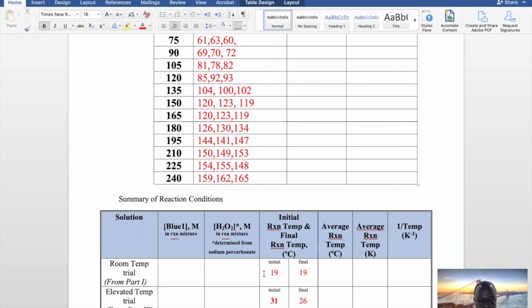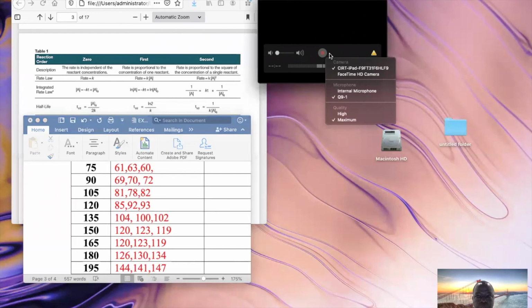These were the temperatures. Find the average. You'll find the average for the temperature here. Okay. Change that to Kelvin. You know you have to change to Kelvin, adding 273, and then find the reciprocal of that. Why are we doing the reciprocal? Because we're going to apply it in the Arrhenius equation. Remember the Arrhenius equation?